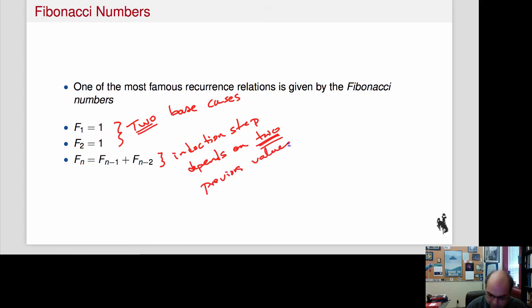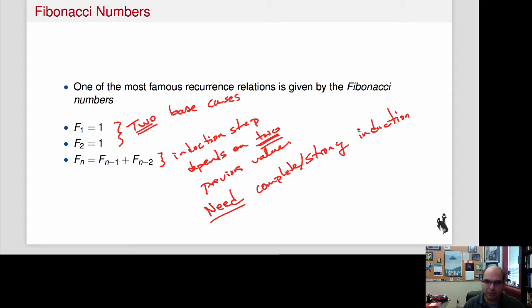Because we're depending on two previous values and not just the immediately preceding value, that's a pretty good hint that we're going to need something like complete or strong induction. Remember, those are just synonyms. Complete or strong induction. Just plain mathematical induction doesn't help you when you're working with the Fibonacci numbers.